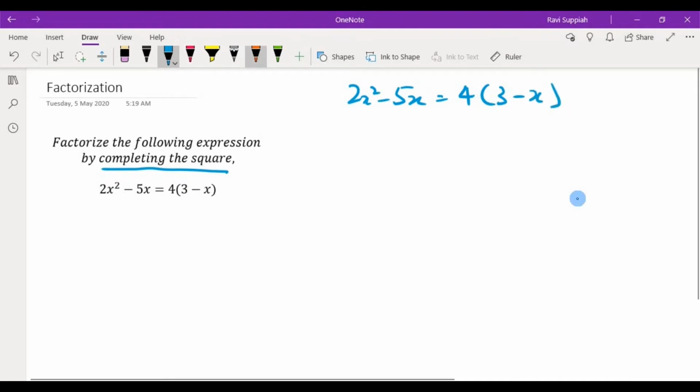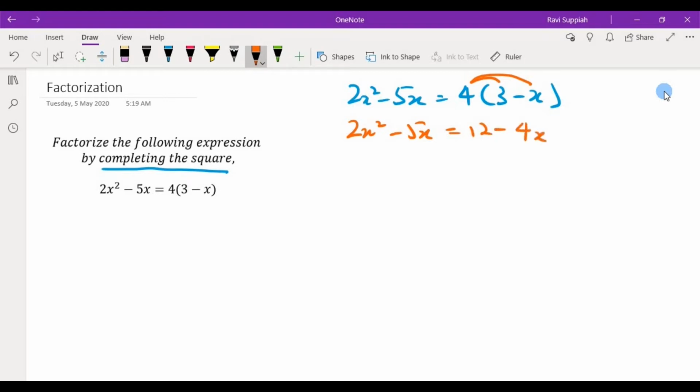Okay, so the first step you want to do is expand out this bracket, so that we have all the x squared terms, x terms, and constants separately, so that we can proceed with the next step. Okay, so let's do this expansion first. So what you have is 2x squared minus 5x equals 12 minus 4x.